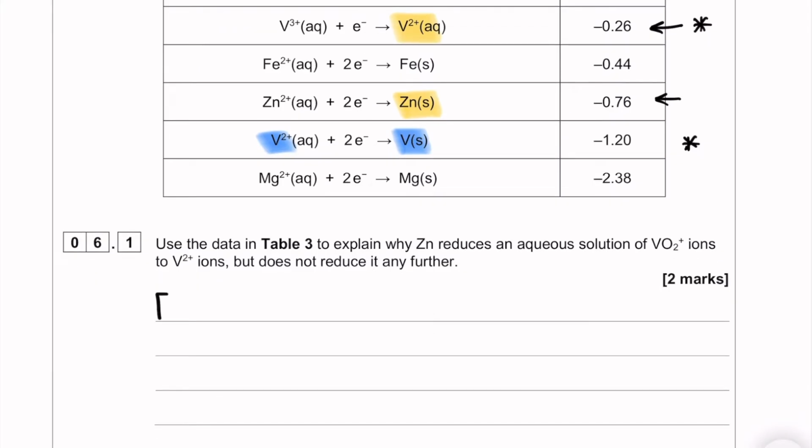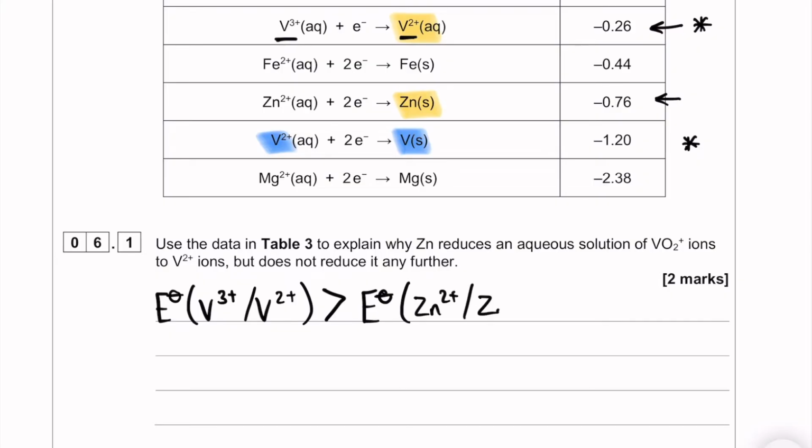And for a reaction to happen, the electrode potential of the reduction, so the reduction of V3+ to V2+, this is what's happening here, left-hand side, right-hand side, is greater than the standard electrode potential of zinc 2+ to zinc, which means that V3+ can be reduced by Zn. So the thing on the right is the reducing agent. So Zn can reduce V3+ to V2+.